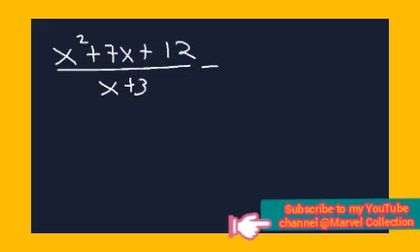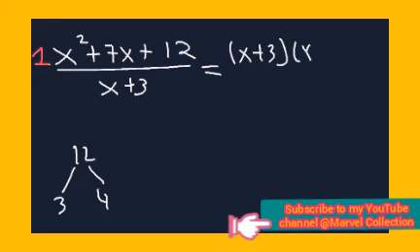Let's divide by factoring. To factor the trinomial, we need to find two numbers that multiply to 12, but add to 7. 3 times 4 is 12. 3 plus 4 is 7. So we can factor it like this. It's x plus 3 times x plus 4.